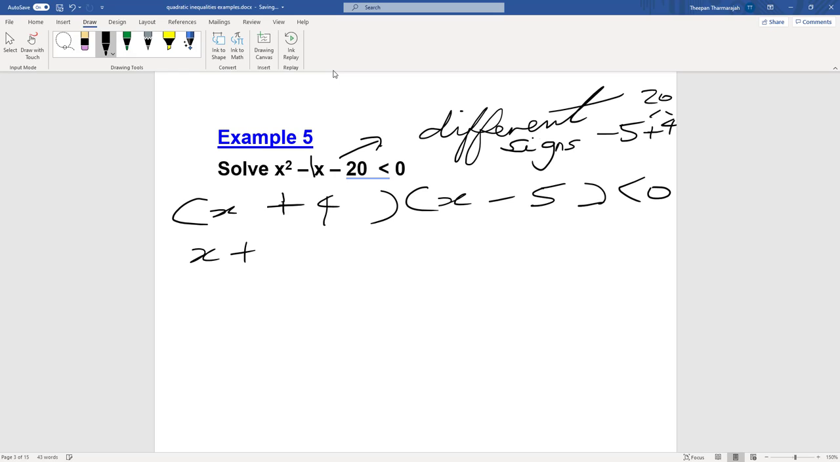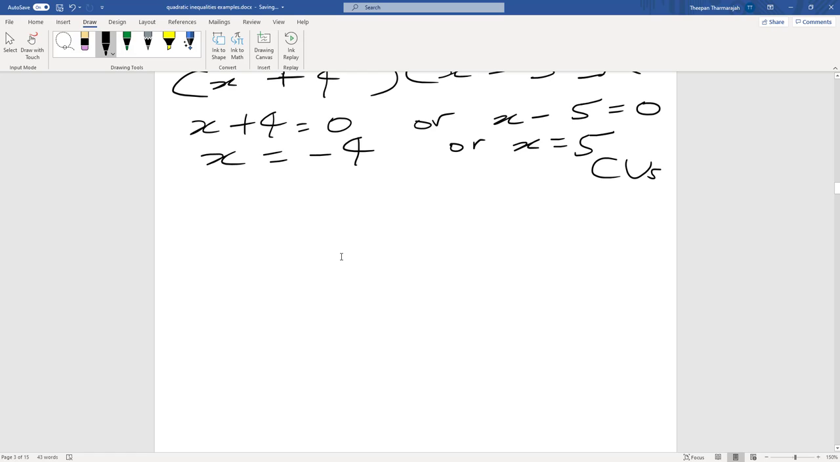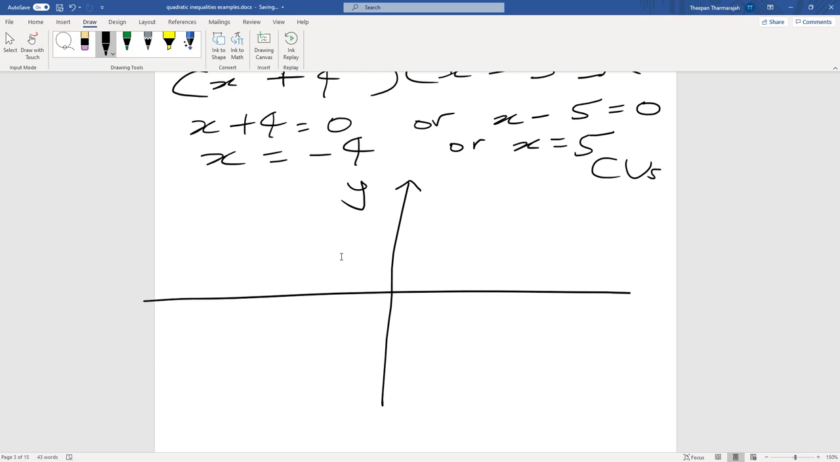So we get x plus 4 equals 0, or x minus 5 equals 0. These are the critical values, remember? So x equals minus 4, or x equals positive 5. And we call this the critical values. So you make sure you remember that, please. They're not the solutions, they're the critical values. So now we're going to then draw the graph. And you must always accompany a graph here in these questions.